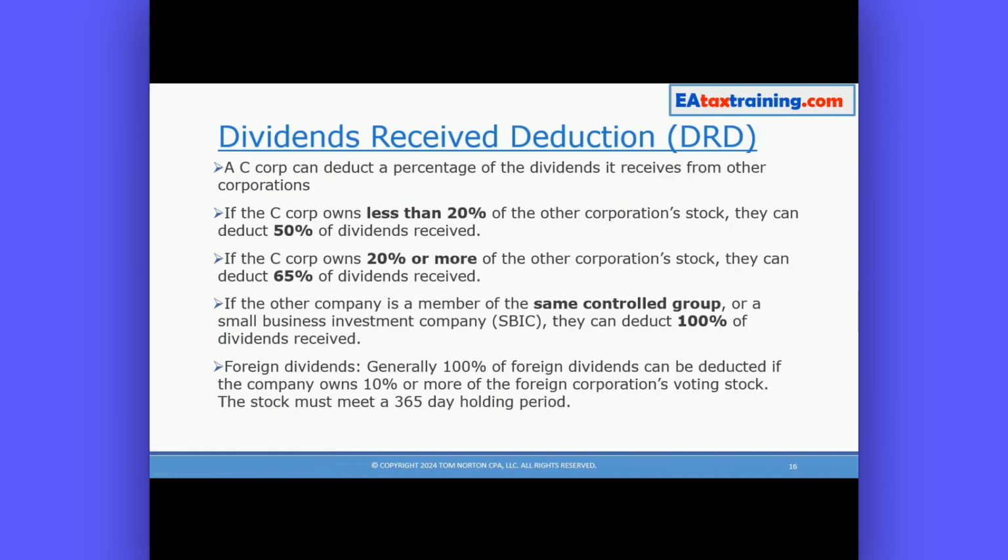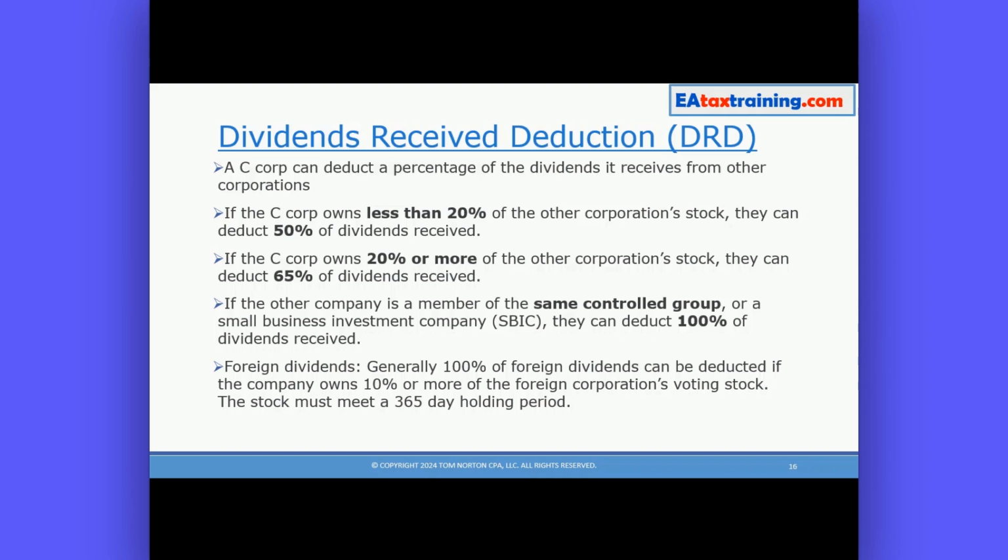So the dividends received deduction: a C Corp can deduct, generally, a percentage of the dividends that it receives from other corporations. So it owns stock of other corporations, it receives dividends, it can deduct a percentage of those dividends. If the corp owns less than 20% of the other corporation's stock, they can deduct 50%, half of the dividends that they receive. If the C Corp owns 20% or more of the other corporation's stock, they can deduct a full 65% of the dividends that are received.